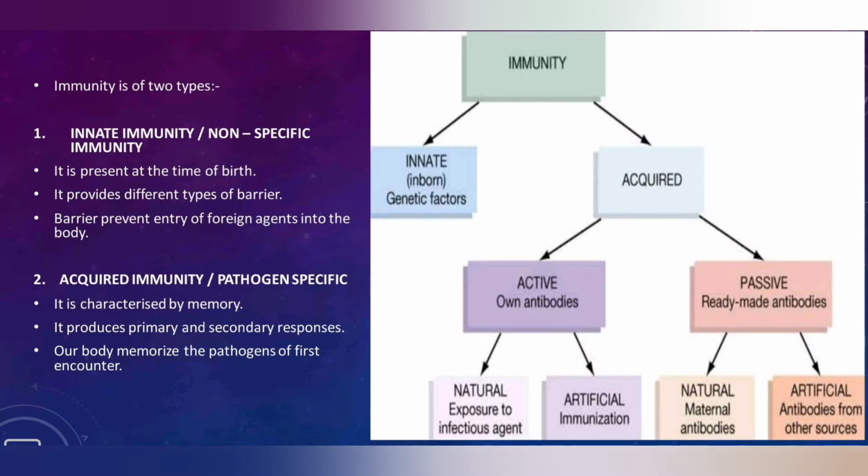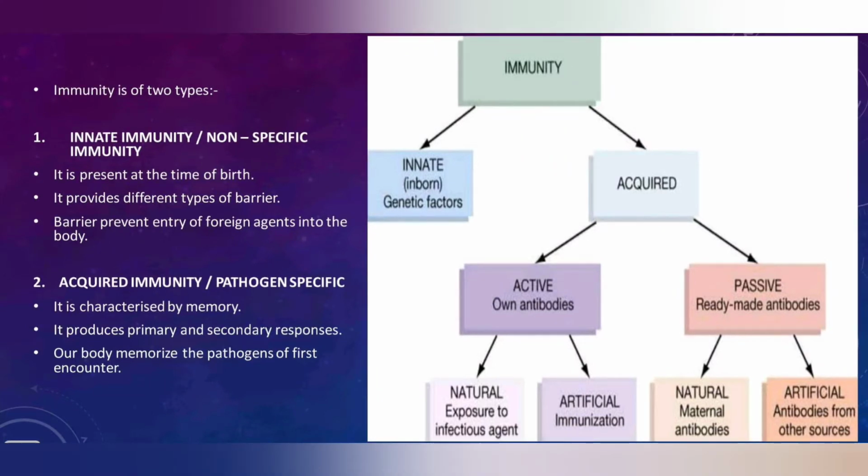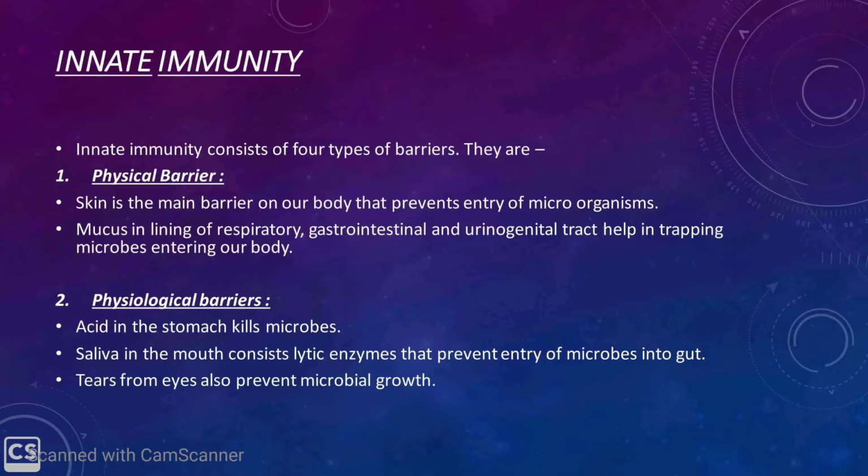Another one is acquired immunity, that is also known as pathogen specific immunity. Its characteristic feature is memory. It consists of primary and secondary responses. Our body memorizes the pathogen from its first encounter and reacts accordingly during the second encounter. This describes the fact that our body appears to have memory of the encounter. The primary and secondary responses are carried out by T lymphocytes and B lymphocytes.